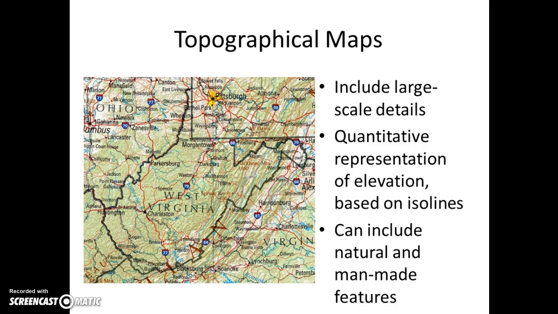Topographical maps show you elevation, based on isolines. Maybe you've seen a 3D topographical map where the actual map is raised in different areas. You might use a topographical map in life if you were hiking. That would be relevant information. You can include both natural and man-made features on a topographical map. It depends on what you're interested in.